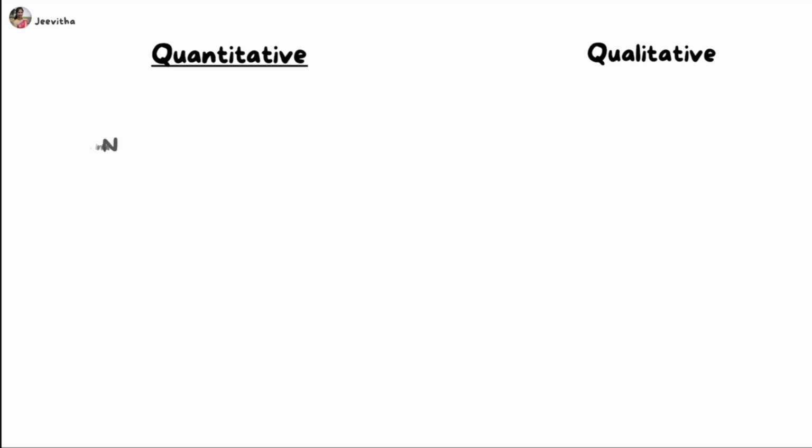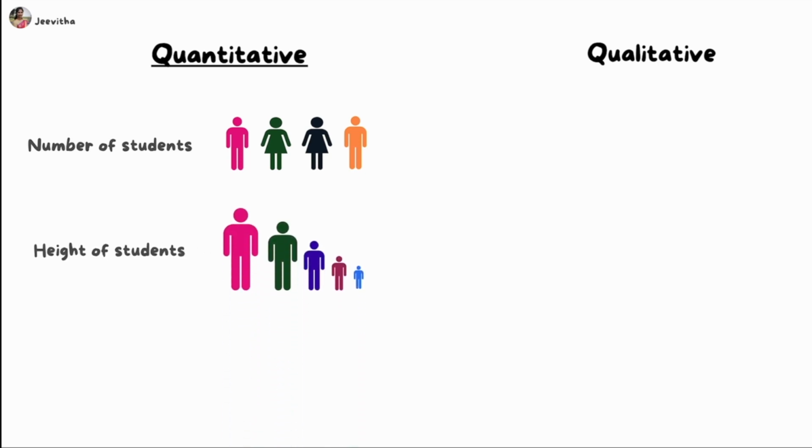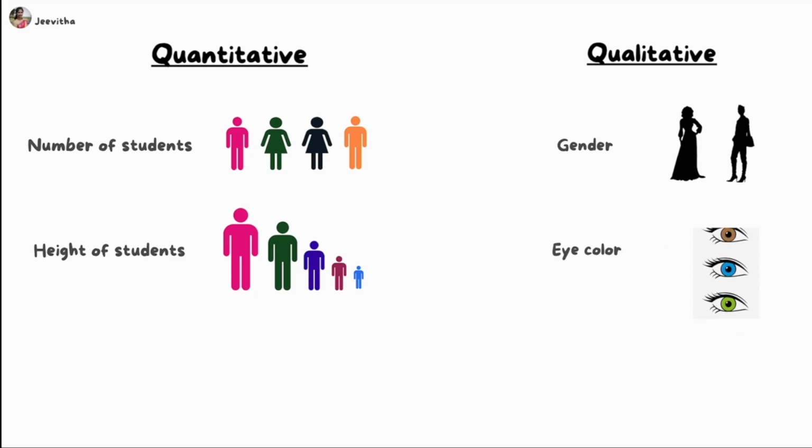The different examples of quantitative data are like the number of students in a class, we can count them. Height of a student, we can measure them. Similarly, for qualitative, gender, male and female. Eye color, so we have different colors like black, brown, grey, blue, etc.